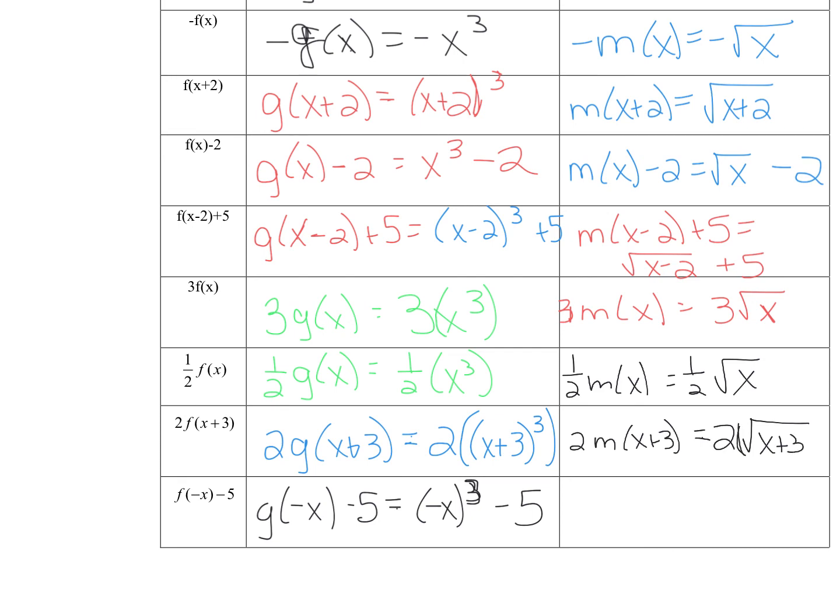And this, as I said, any of these I can put parentheses on. I'm just going to show you could put them. But basically the square root kind of holds everything inside of it in parentheses anyway. So it's just not necessary on those. The last one, we have m of negative x minus 5. So that's the square root of negative x and then minus 5 after the square root.